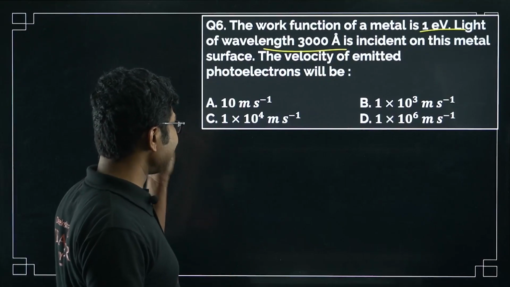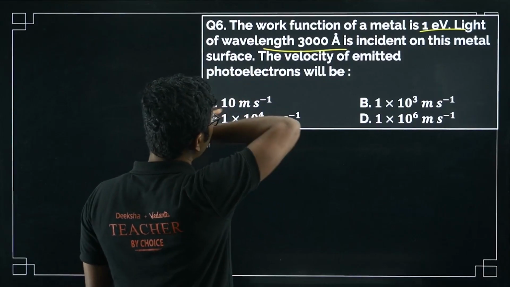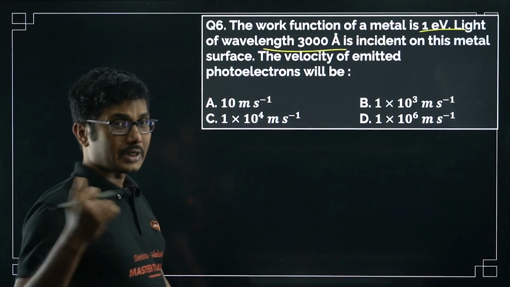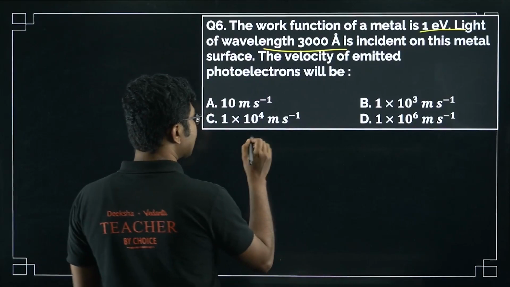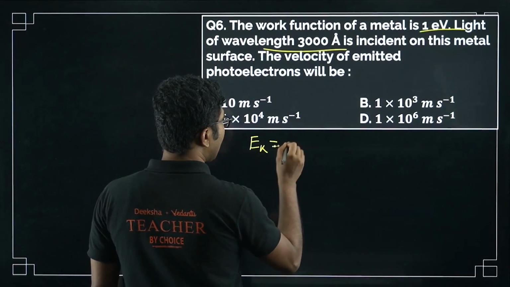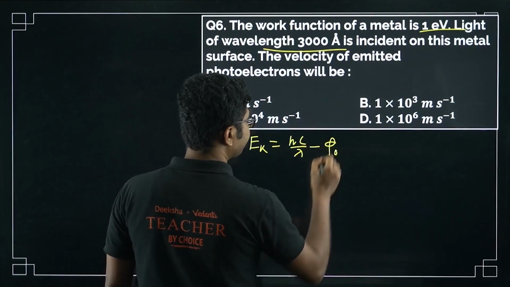Now this is slightly tricky. I am not going to solve it. This kind of question I have not seen in the latest papers. This was one of the older questions of the KCET exam. So what is the formula? Formula is kinetic energy is basically hc by lambda minus phi naught.